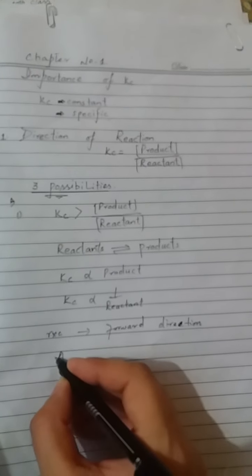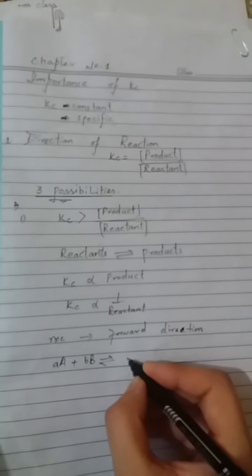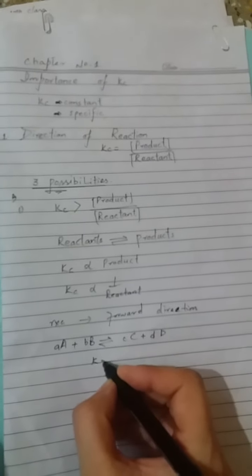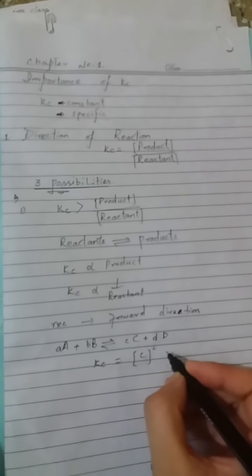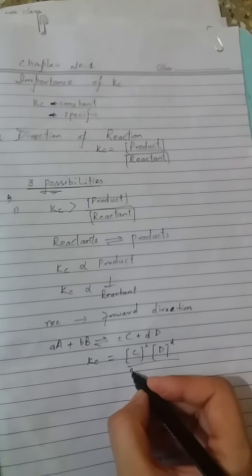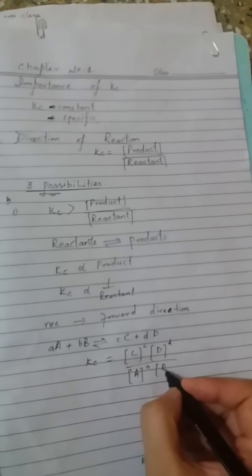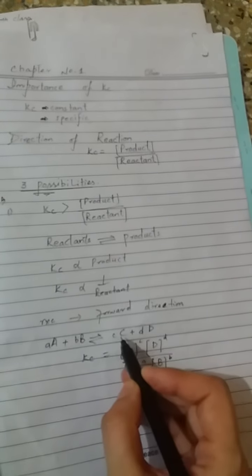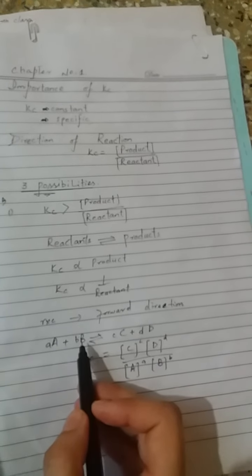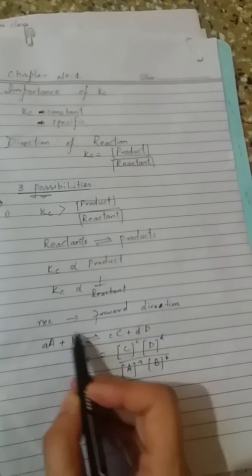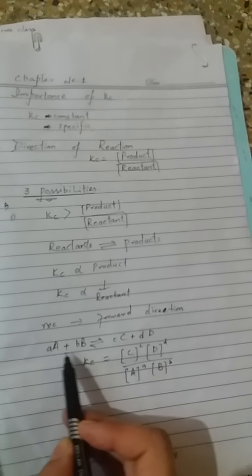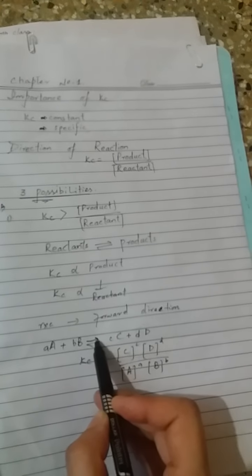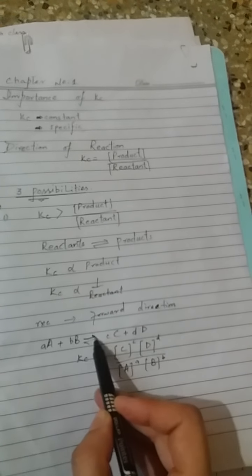As A reacts with B, it forms products C and D. Here these are products, these are reactants. First of all, we will write the equilibrium constant expression, which is equal to the ratio of the product of concentration of products to the product of concentration of reactants. If this Kc value is larger, then a greater amount of products, C and D, are present, and a smaller amount of reactants, A and B, are present, as they are consumed during the reaction. More products are required to attain equilibrium, so when Kc value is larger, the reaction will proceed in the forward direction.